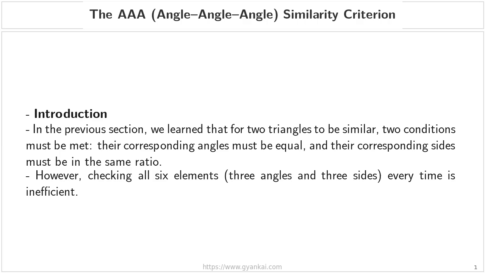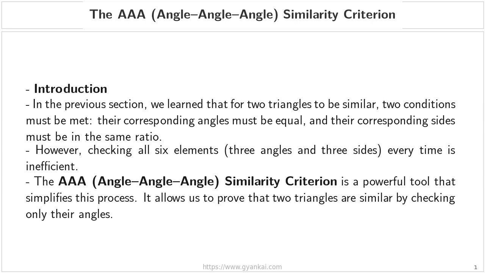Now, if you were working on a complex geometry problem, trying to check all 6 of those elements, the 3 angles and the 3 sides, every single time would be quite tedious and, frankly, very inefficient. That is where the AAA similarity criterion comes in. Think of this as a mathematical shortcut. It is a powerful tool that simplifies the entire process. As we will see in the next few slides, this criterion allows us to prove that two triangles are similar by checking only their angles. If the angles match, the sides will follow suit. Let's move on to the next slide to see the formal theorem behind this.